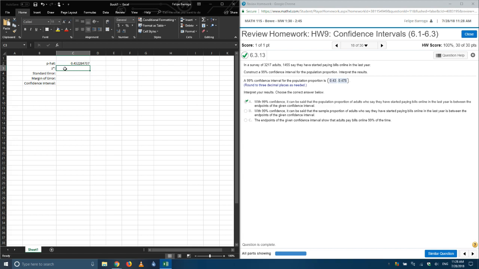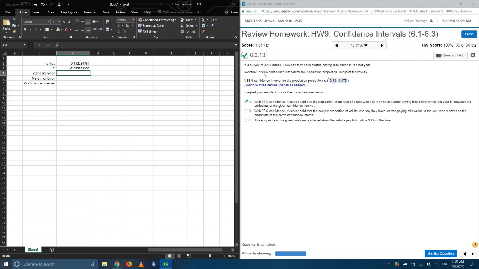Now to get the z value that we need, we'll just have to use the norms inverse. Okay, but here's the thing. This is a confidence interval, so this is going to be kind of in the middle. So what we'll have to do is find the complement and then divide that by 2. Okay, so we get a negative z-score, which makes sense because that's on the left side.